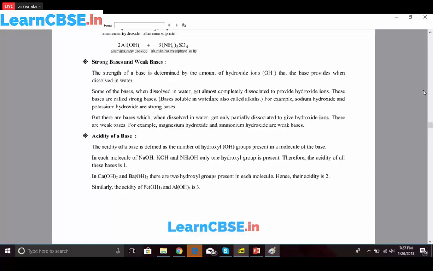Some bases, when dissolved in water, are completely dissociated. Dissociated means it completely breaks down and gives hydroxide ions. Some bases give only partially dissociated ions, and we call those weak bases. Examples are magnesium hydroxide as well as ammonium hydroxide. They cannot give 100 percent of the OH- ions; instead they dissociate very little, say for example 10 percent or 20 percent.